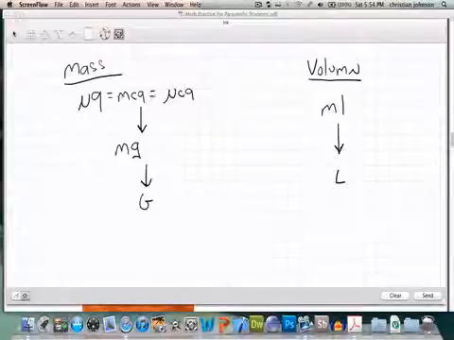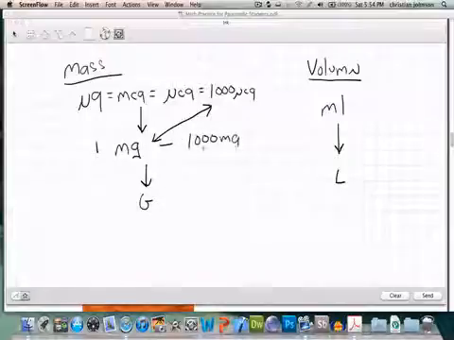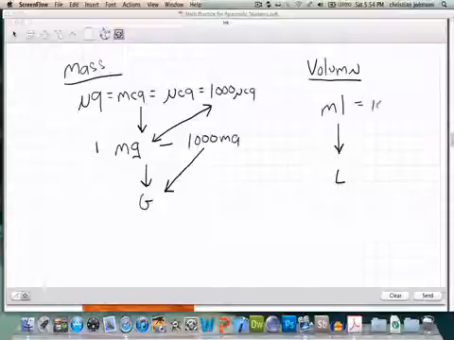Now, these are all kind of nice because they go up in 1,000. So we can say that there are 1,000 micrograms in 1 milligram. All right? There's 1,000 micrograms in 1 milligram. And on top of that, there's 1,000 milligrams in 1 gram. So they go up in units of 1,000. The same thing with our milliliters. There are 1,000 milliliters in 1 liter, which makes the math kind of nice for us.